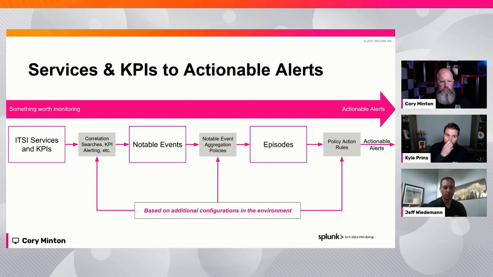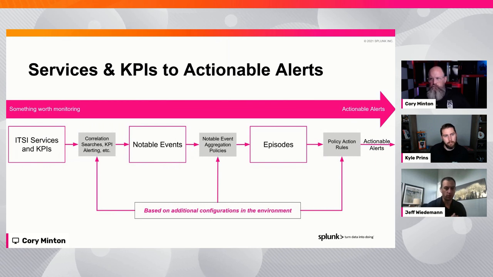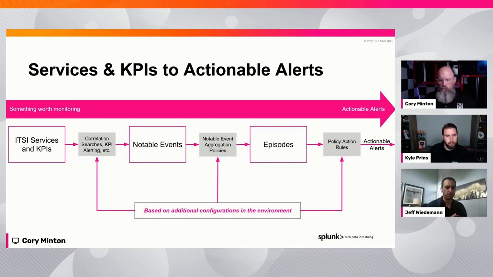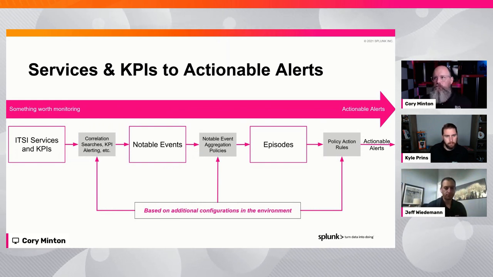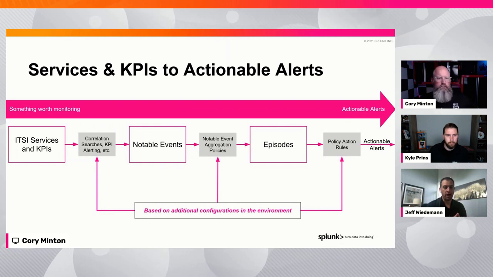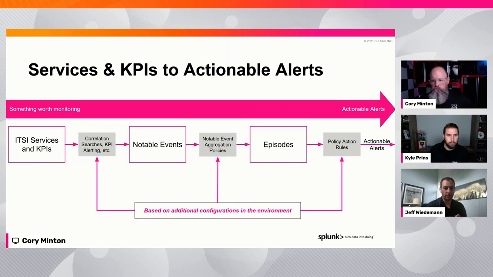Now, we have several different ways we can create notable events inside of ITSI. We can create correlation searches. We can turn on various types of KPI alerting, multi-KPI searches, that type of thing, right? So there are different ways to create notable events inside of ITSI. Once we get those notable events created, the very next thing we want to do is try to group together as many logically related notable events as possible, because that's going to help us reduce the overall noise in the system and bring more context to the different alerts that are firing.